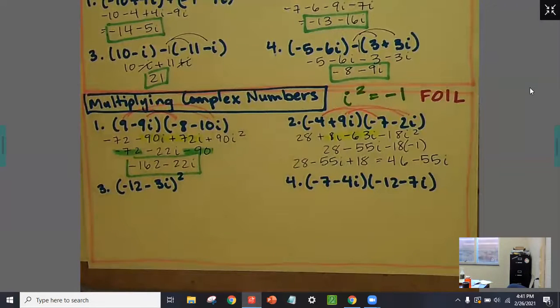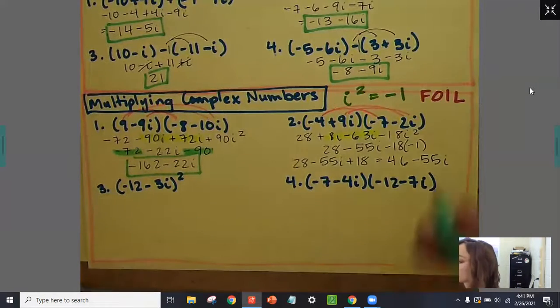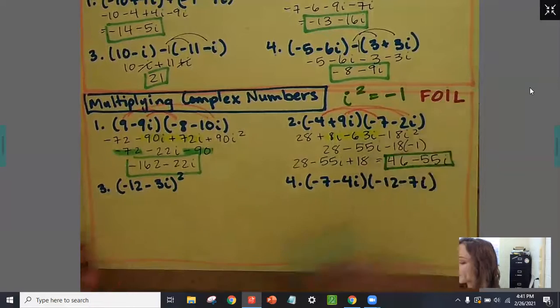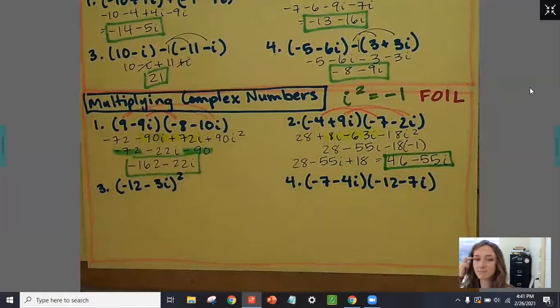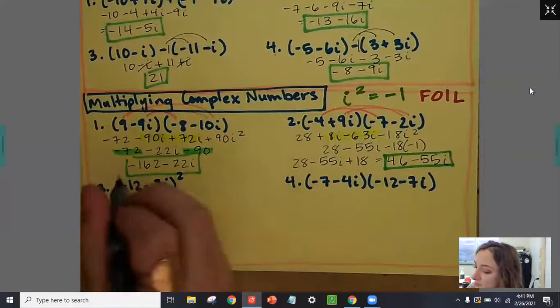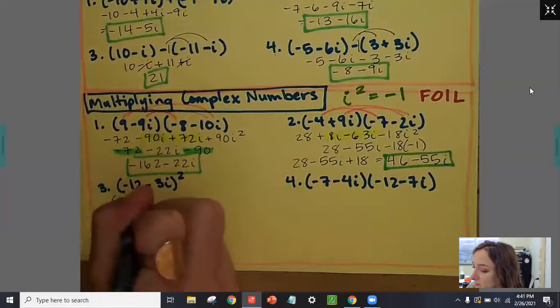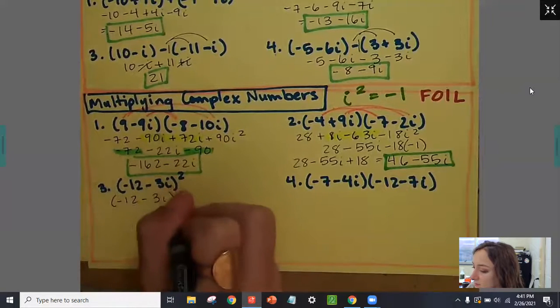Okay, let's try out another one. All right. And this one is squared. A lot of people like to try to distribute the squared, but we actually just need to write this out twice because a squared is just multiplying something by itself. So let's do this.